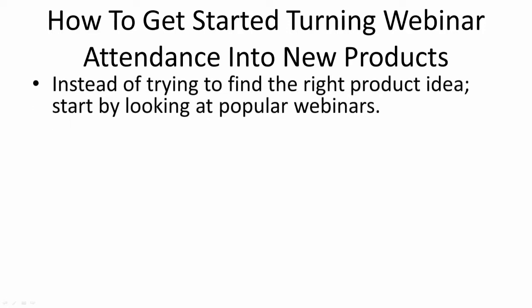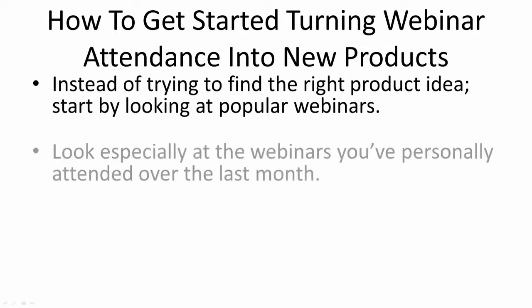Now, instead of trying to find the right product idea, you want to start looking at really popular webinars. So if you don't have a niche, you don't have a product that you're creating, you want to start looking at the webinars that everyone's attending and that everyone's talking about. Probably the ones that you're getting in your email box, the ones that you're being targeted by on Facebook, the ones that are appearing in your news feed or on your YouTube channel. You want to make sure that you start attending some of those webinars, and when you attend, you're going to make sure that you're taking great notes.